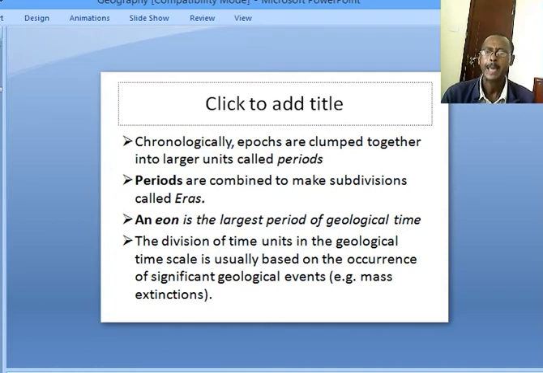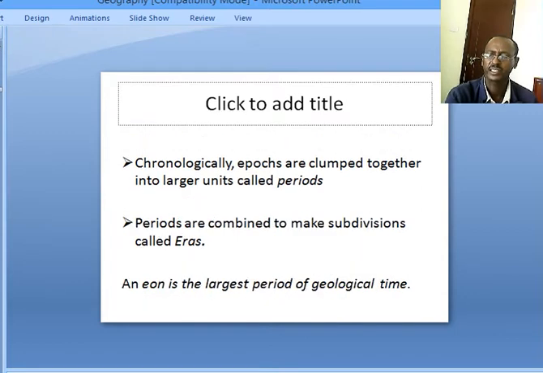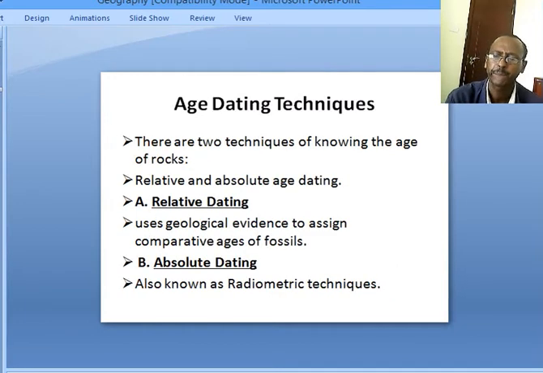For example, mass extinctions. For example, we have heard about dinosaurs. Dinosaurs at this time are not existent on Earth. So geologists will study the different life forms and associate them with a significant geological event and give it a time scale. Chronologically, we have seen these different time scales.